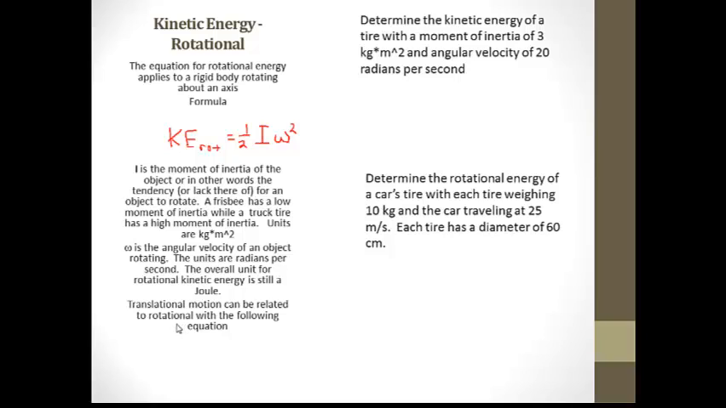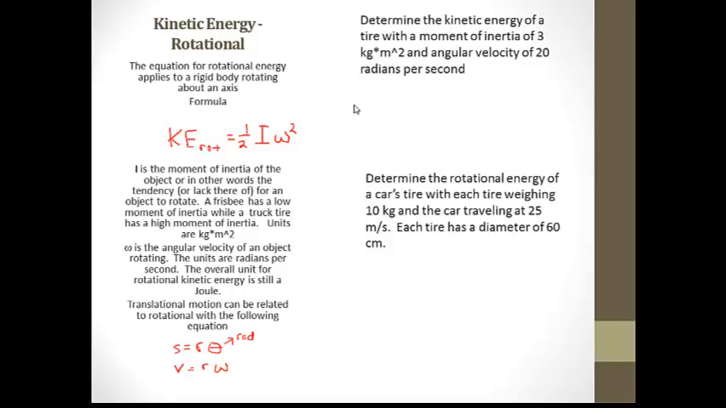Translational motion can be related to rotational motion with the following equation. If you think of a length on a circle, an arc length, S, equals the radius of the circle times the angle, in radians. So the equivalent for linear velocity equals the radius times the angular velocity. This is the formula we'll use, and we can substitute v over r for omega and plug it right into this formula to get the kinetic energy rotational.